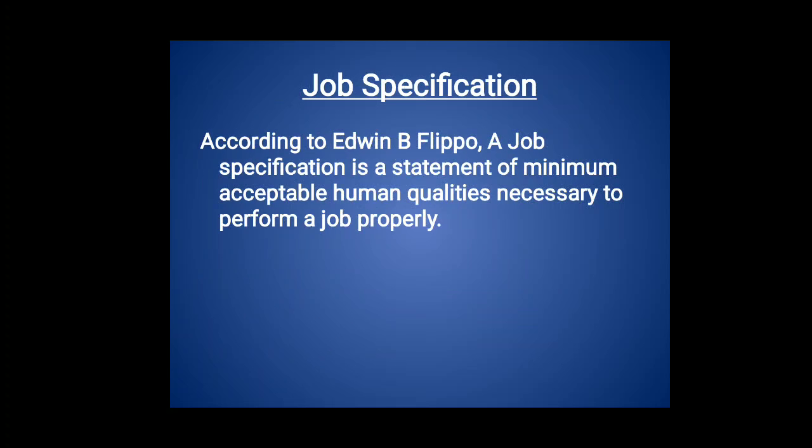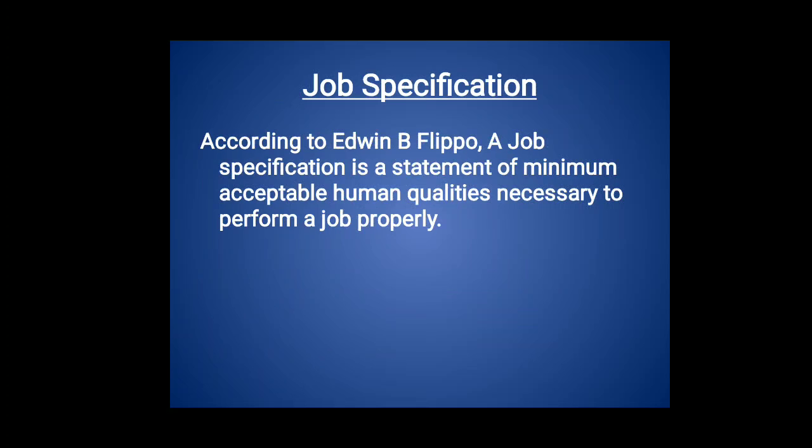Then comes your second output, the second product of your job analysis, that is your job specification. According to Edwin B. Flippo, a job specification is a statement of minimum acceptable human qualities necessary to perform a job properly. Here it is qualities. What are the qualities expected from a particular employee? Suppose it is the job of a banker or a guest faculty, what are the qualities required? That is your job specification.